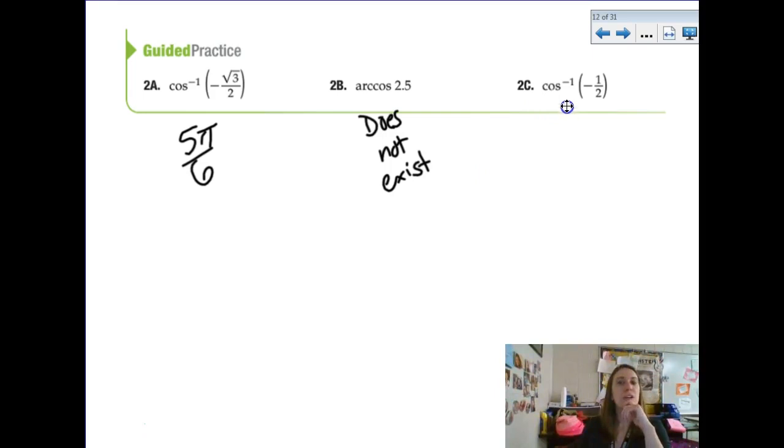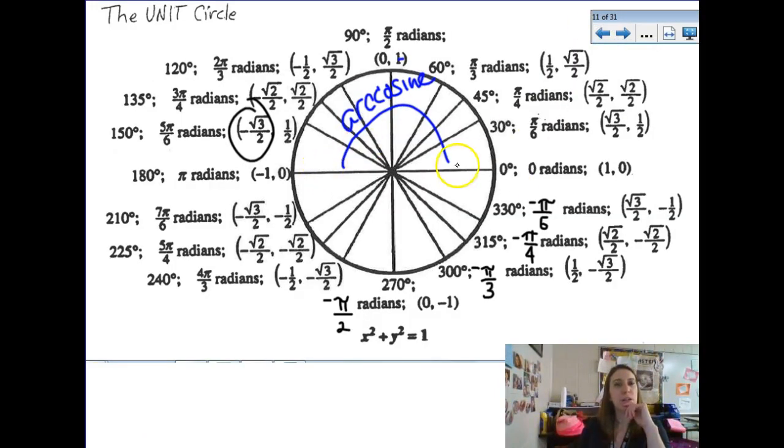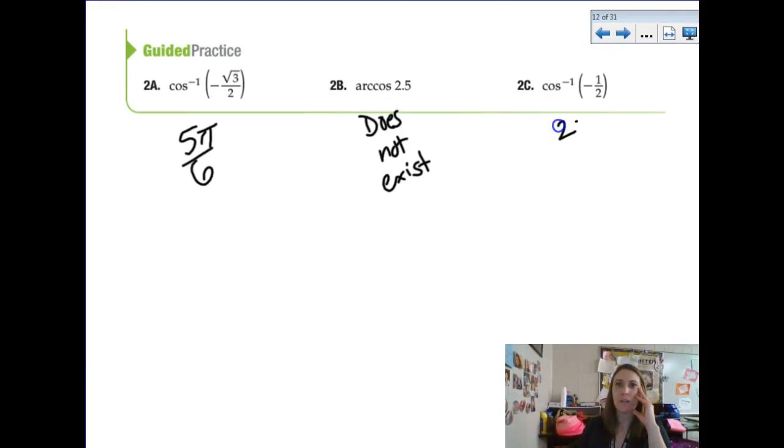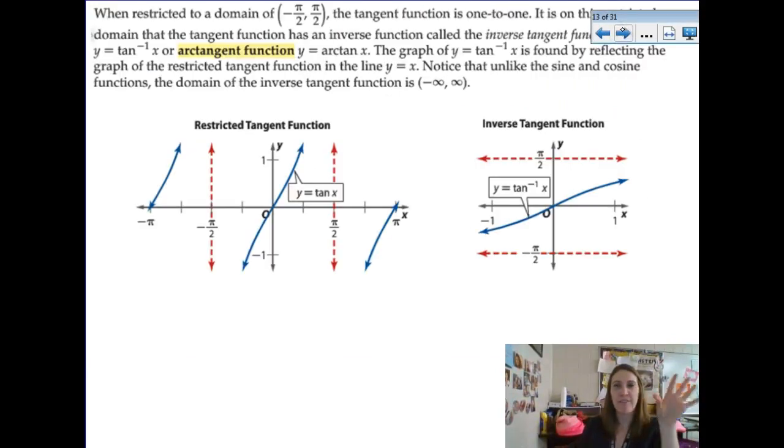All right, arc cosine, inverse cosine of negative 1/2. Looking in the proper domain, negative 1/2 for cosine is right there, and that would be 2 pi over 3. I think having that little color-coded unit circle with the defined quadrants is really, really helpful. All right, and then just for fun, might as well talk about arctangent while we're at it.